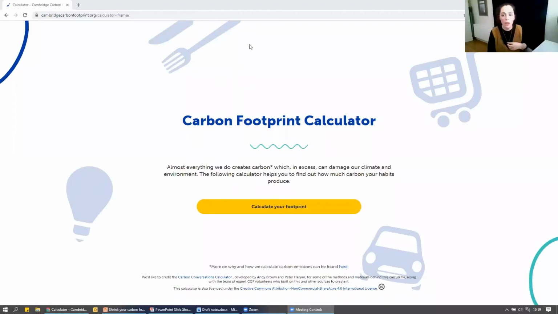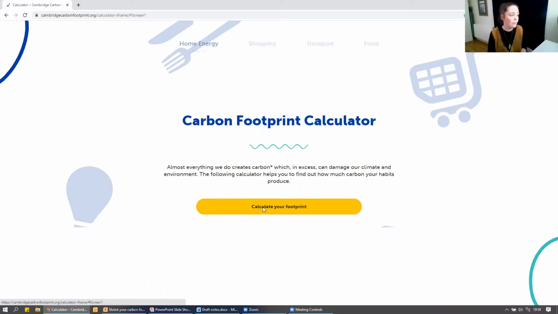Okay, so I'm going to share my screen, and let me know if you can't see that. But this is the Cambridge Carbon Footprint Calculator. So I'm going to run you through calculating my own personal carbon footprint, and I'll give you a little bit of my thinking as to why I'm filling it in the way that I am as we go along.